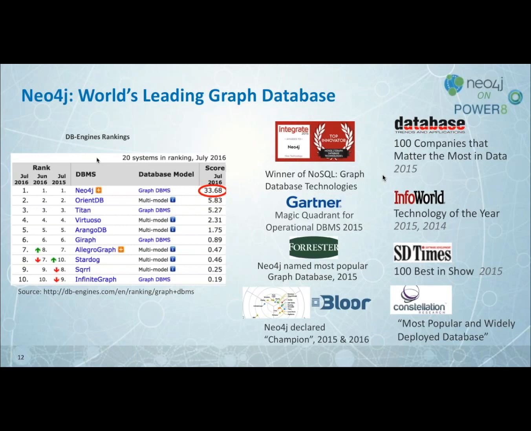I won't bore you too much with the right side, but suffice to say that Neo4j has received a good amount of recognition from various quarters, both press and analysts. Gartner recently published their operational DBMS Magic Quadrant, and this is Neo's third year on the Magic Quadrant, and the year before that, Gartner named us a cool vendor.